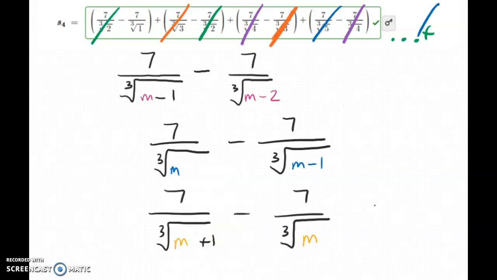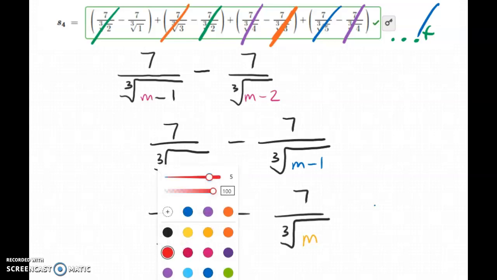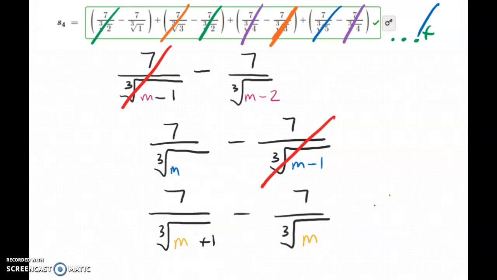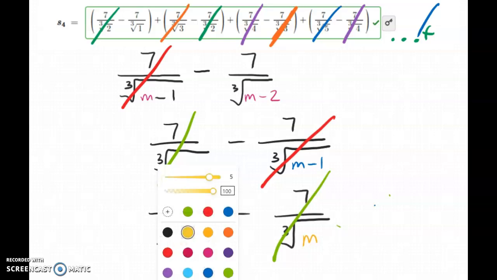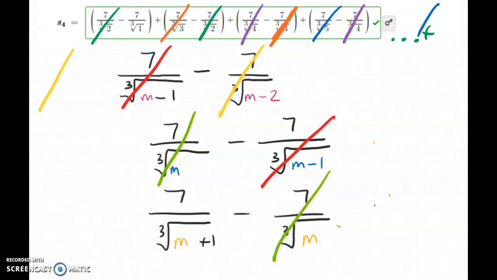Let's see what's happening down here. We've got 7 over the cubic root of m minus 1, and we've got minus, so those cancel out. Then we have 7 over the cubic root of m, and that canceled out here. This one would have been in the previous term. So we can see the pattern. And so what is left? Let's highlight what is left.